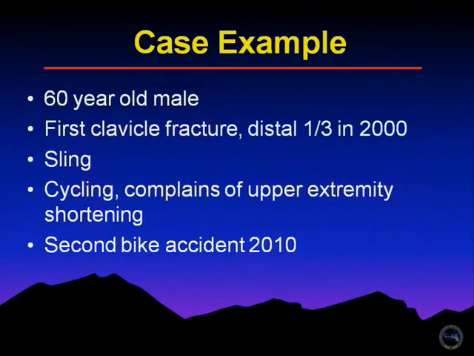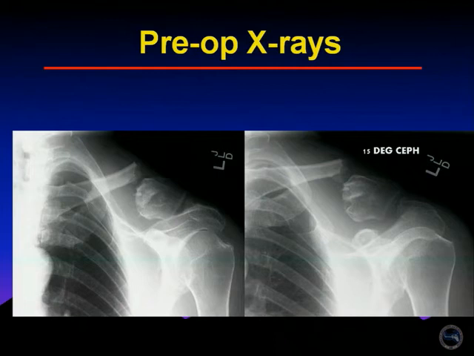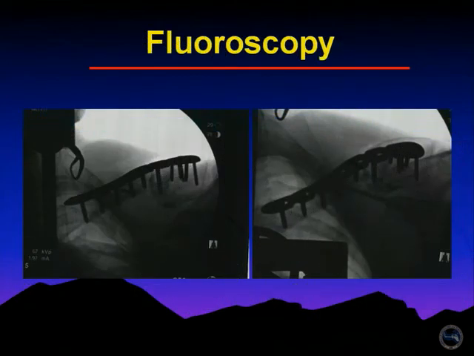This is a 60-year-old male who had a clavicle fracture of the distal third in 2000. He was treated with a sling, and then he had another injury cycling recently, in 2010. Here you can see a fracture medial to the coracoclavicular ligaments, with a displaced medial fragment and a deformed distal fragment from his prior fracture, where it fractured through an old malunion. We elected to treat this surgically with plate fixation and local bone graft.